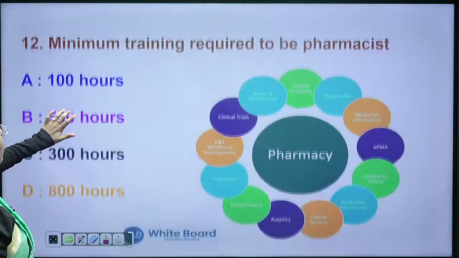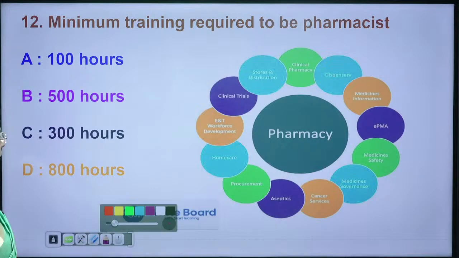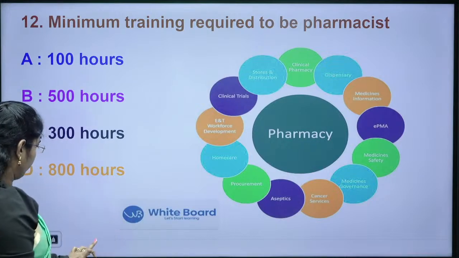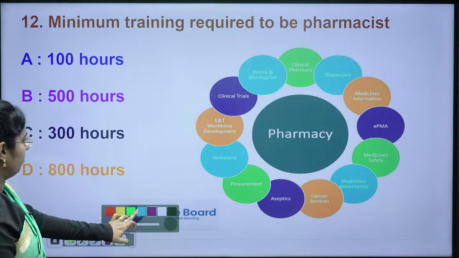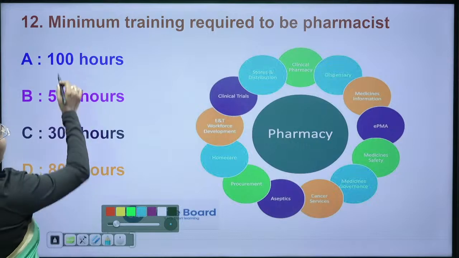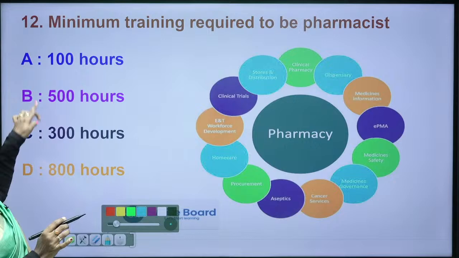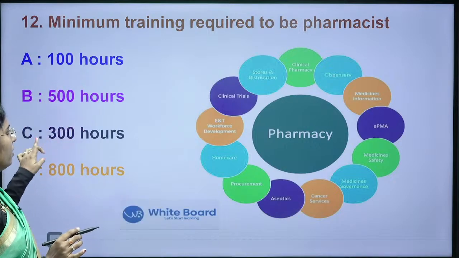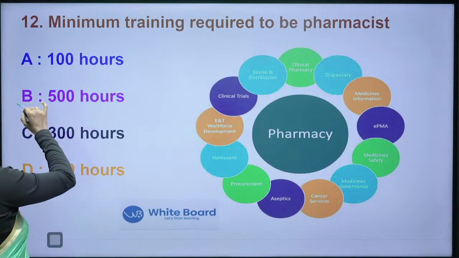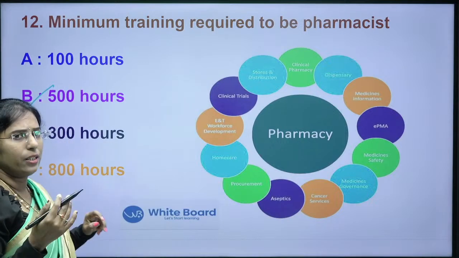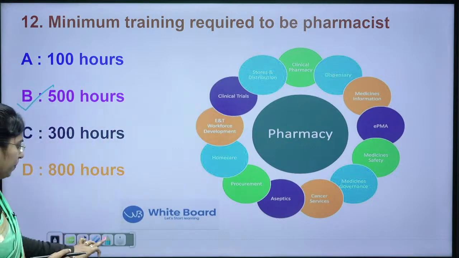Next, question 12. The minimum training required to be a pharmacist. Here they have given four options: 100 hours, 500 hours, 300 hours and 800 hours. The minimum practical training should be 500 hours. So this is the correct answer.